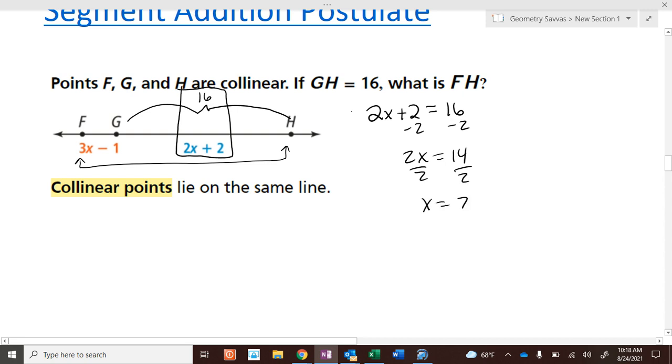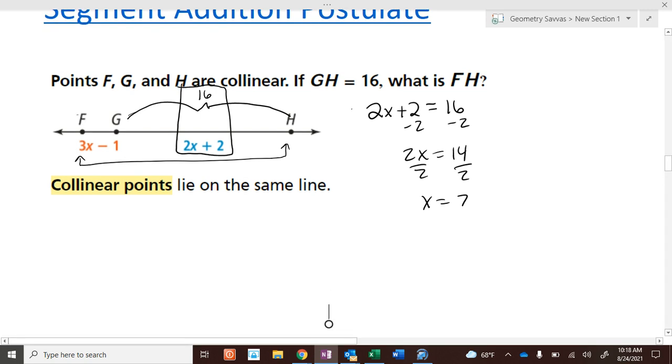Okay, so I have x equals 7. So this is 16 here. But I got to figure out what FH is. So I got to figure out what FG is. How do I figure out what FG is, Jack? Take 7 times 3, which is 21. Put the 3 right there. That's 21 minus 1, which is 20. So this part is 20.